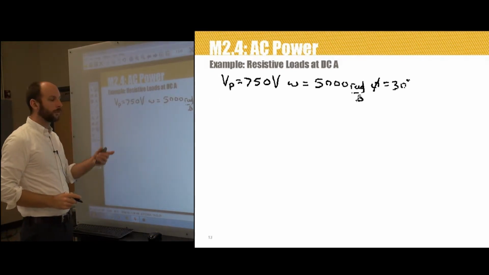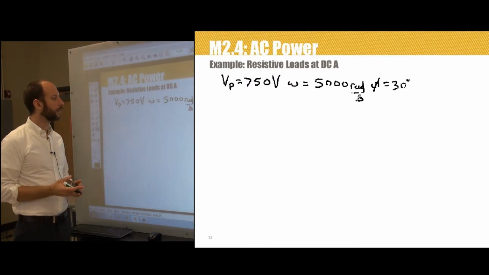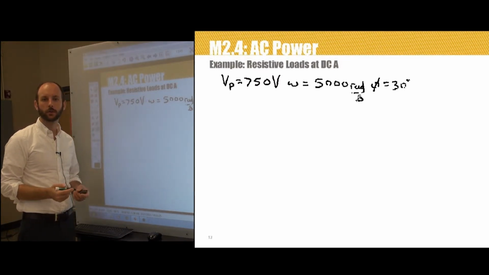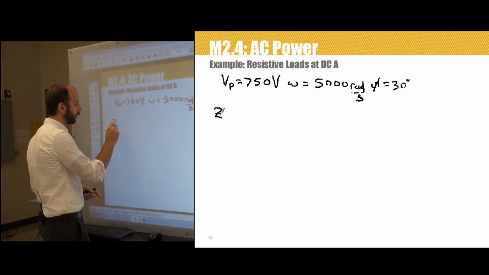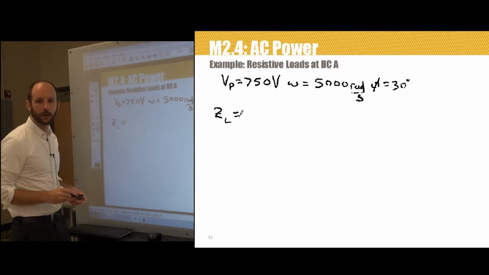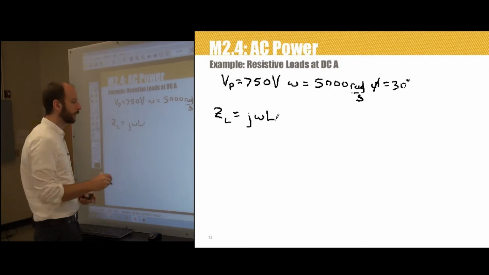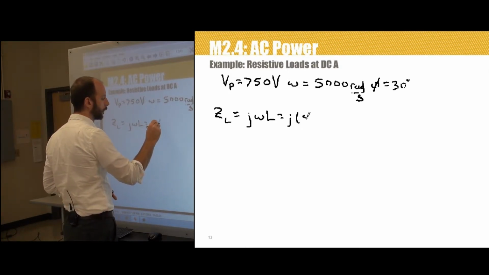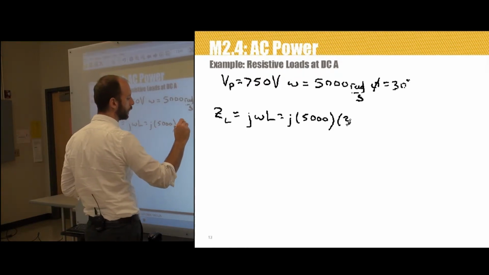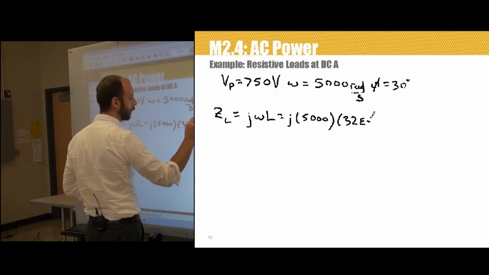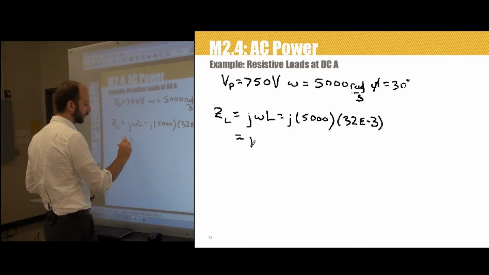So what we can first do is transform the inductor and capacitor into their equivalent reactances, recalling that reactance is frequency dependent. The reactance of the 32 millihenry inductor is Z sub L, and you'll remember the formula is j times angular frequency times the inductance of the device. In this case, that's j times 5,000 times 32 e to the minus 3, which results in 160 ohms of reactance.